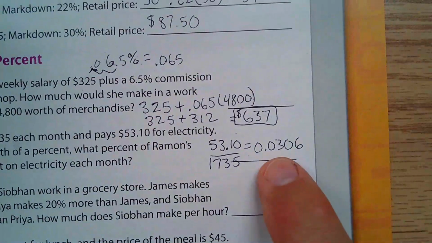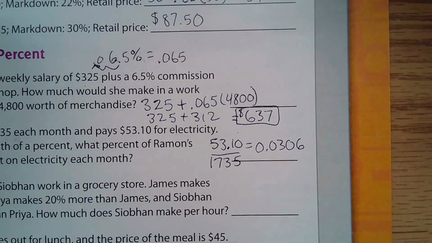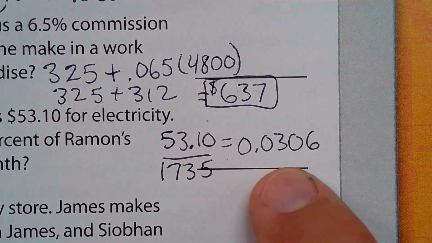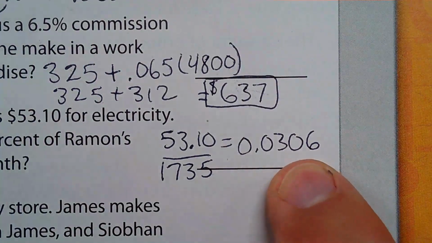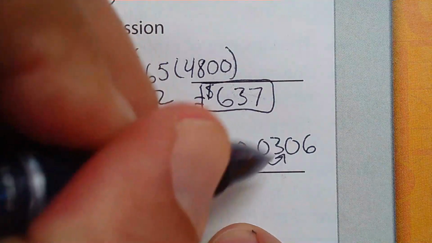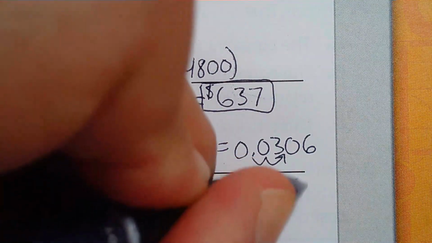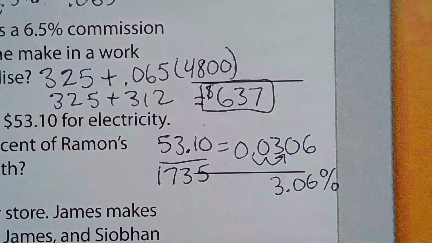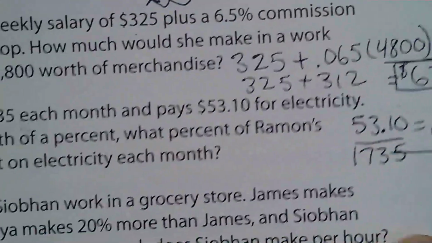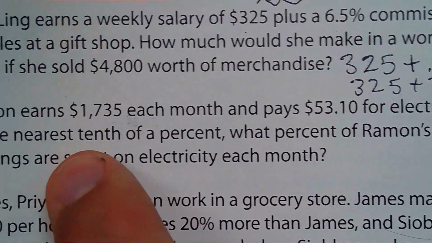0.0306. Now, to change the decimal to a percent, we have to move it 2 times to the right. So if I move this 2 times to the right, that is 3.06%.